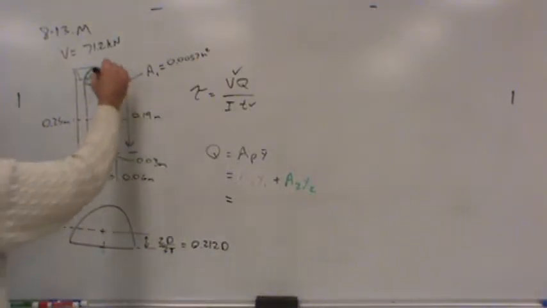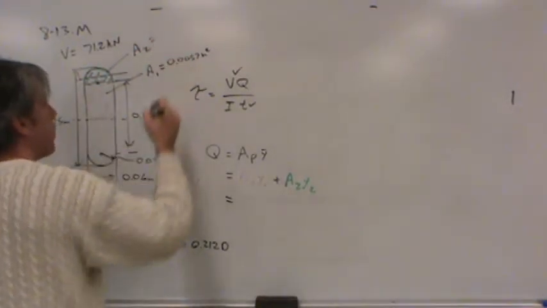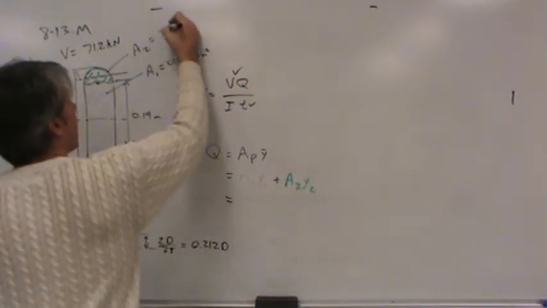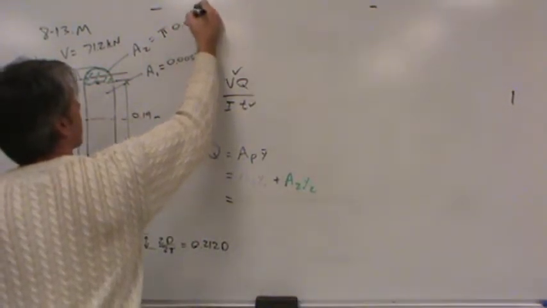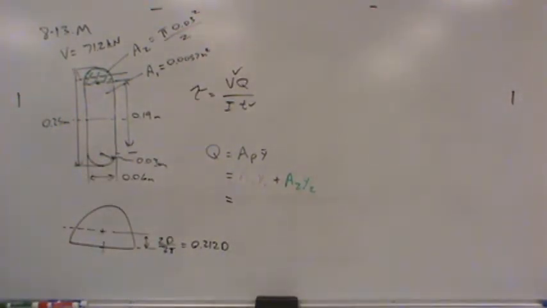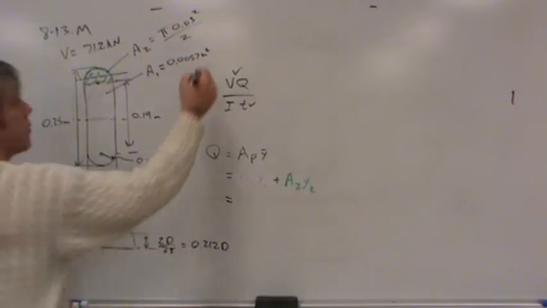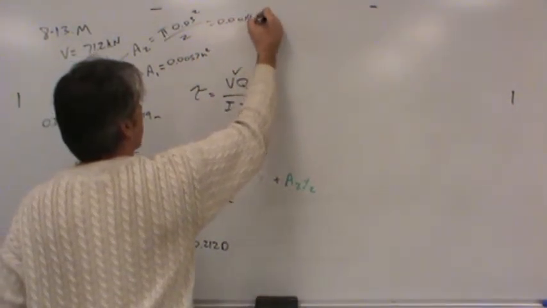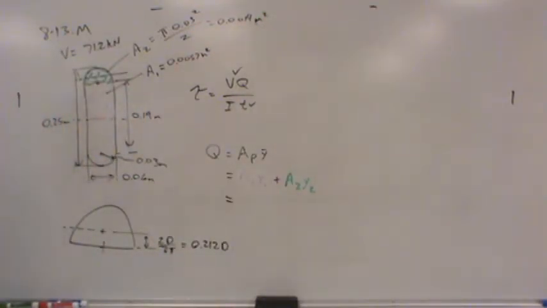So there's area 1. How about this area, A2? What would it be? Well, we could calculate the area of the circle and then divide it by 2. Right? So pi r squared over 2. So pi, what is r? Well, it's 0.03. So multiply pi by 0.03 squared divided by 2. What do we get for that? 0.0014. Trying to write square inches. Okay, so there's the 2 areas.